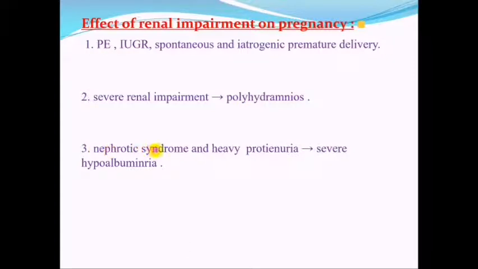Those females who have nephrotic syndrome and usually present with heavy proteinuria are more vulnerable to severe albuminuria, which may lead to an associated risk of pulmonary edema and thrombosis, which may also be one of the risk factors that may occur in those females who have renal impairment and get pregnant.